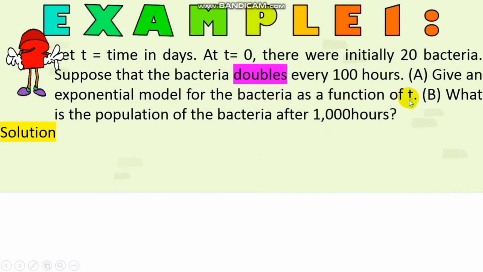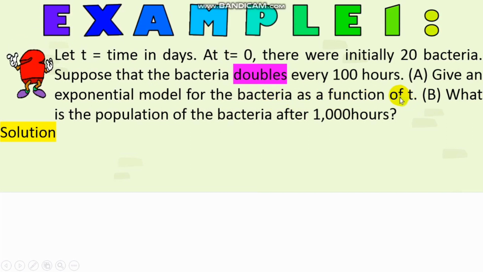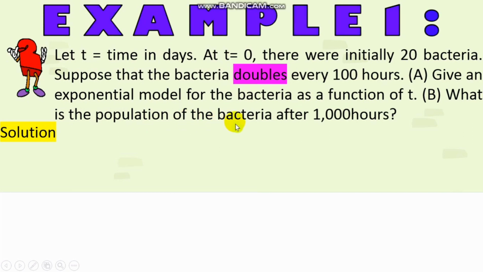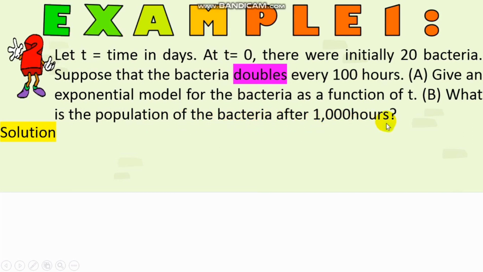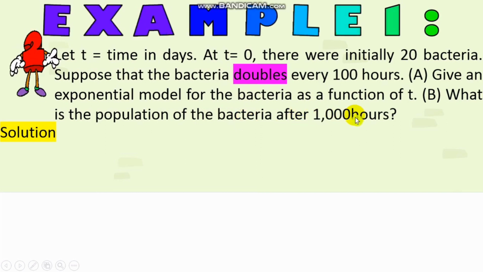So, ibig sabihin, ano yung input natin? Meron tayong function of t. So, ibig sabihin, ang input mo yung time, ang magiging output natin yung population ng bacteria. What is the population of the bacteria after 1,000 hours? So, ito naman, ilan naman daw yung population ng bacteria pagkatapos ng 1,000 hours.